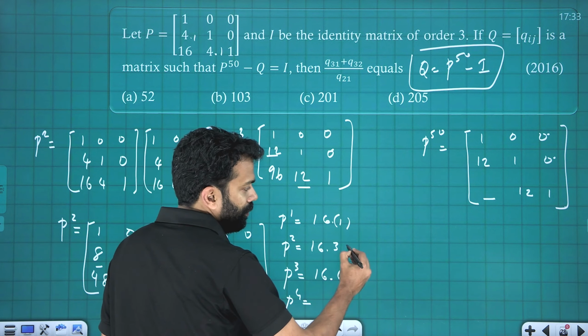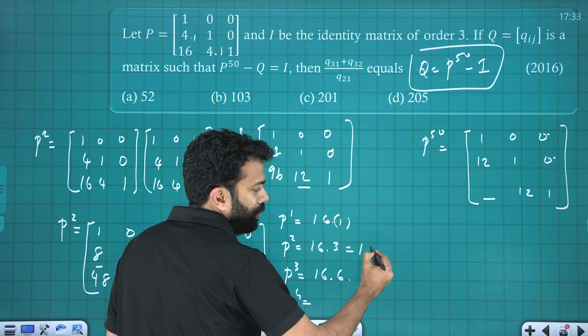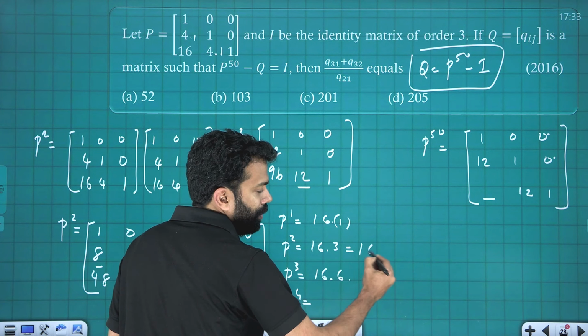It's easy actually. It is 16 into 1, right? Here it will be 16 into 1 plus 2. Here it will be 16 into 1 plus 2 plus 3. And here it will be 16 into 1 plus 2 plus 3 plus 4. And what will be the corresponding element for P raised to 50? For P raised to 50, it will be 16 into 1 plus 2 plus etc. plus 50. It is the sum of first 50 natural numbers.